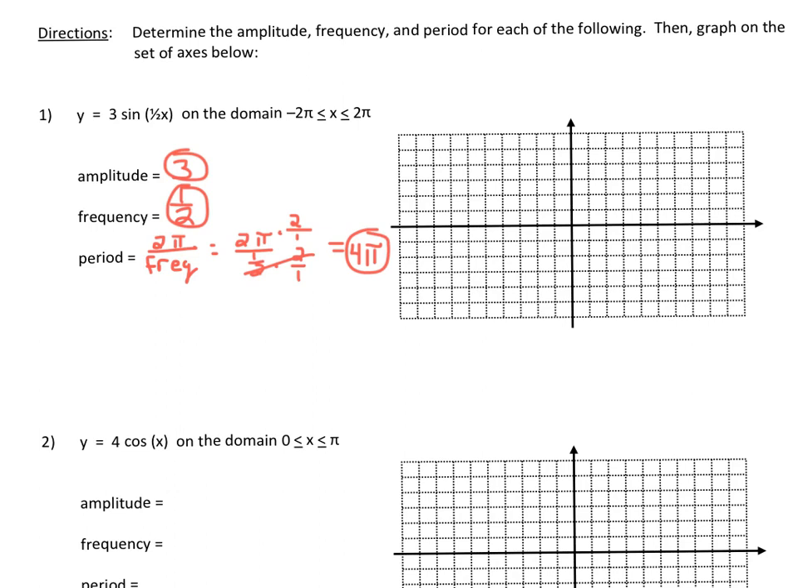Now, before we graph, what's really important is this right here. They want us to graph it on the domain, so on the x-axis, on the x values, where x is between negative 2 pi and positive 2 pi. So we're going to have to number all the way up to 2 pi and all the way back to negative 2 pi. And it's really important to follow this domain because, if you look below here, this gives us a totally different domain to graph on. So it's really important to graph on whatever domain they give us.